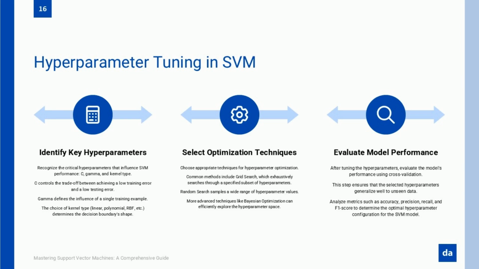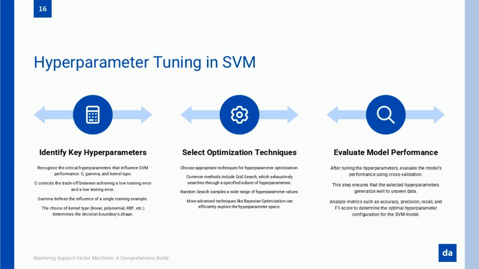A low C means the model is more tolerant of misclassified points, leading to a wider margin, but a higher chance of errors. A high C, on the other hand, tries to classify every training point correctly, leading to a narrower margin and a model that might overfit. The challenge is finding the sweet spot, where the margin is large enough for generalization, but not so large that the model loses accuracy. Then there's gamma, which comes into play when using RBF or polynomial kernels.